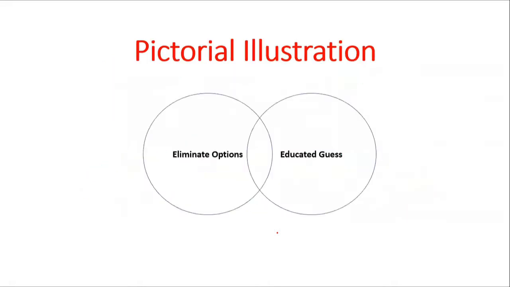So let's look at a pictorial illustration. This is how it looks. This set is for elimination, and this one is for educated guess. There's of course this intersection over there. In some multiple choice questions, you might use both of the strategies. You may have limited information, based on that limited information you eliminate some options, and then you arrive at the correct answer. So there's this intersection in between, and you can use either of the two strategies on their own as well.